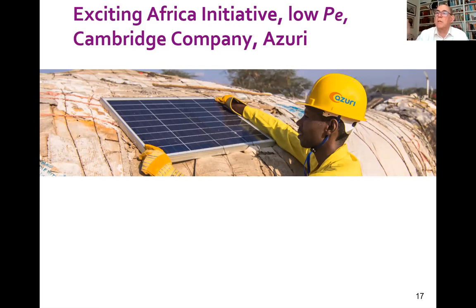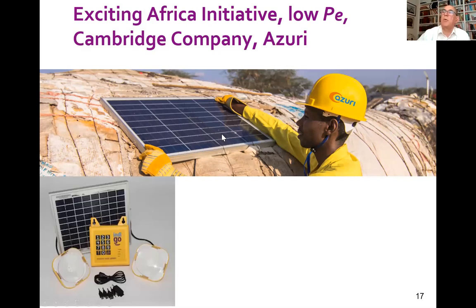So their technician here is installing a PV panel, and their product is a PV panel and a controller that you can adjust settings on, with a lithium-ion battery in there. That lithium-ion battery can power LED lights, very strong, powerful lights. Lighting is very, very important for families in Africa.